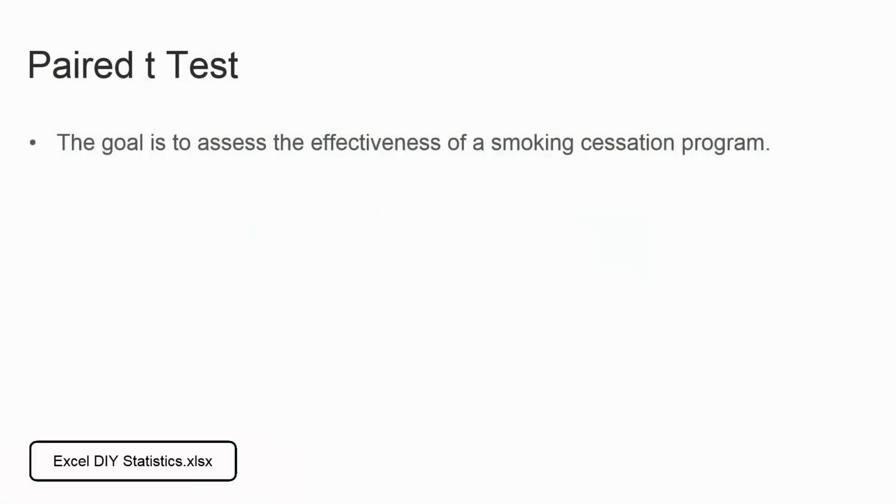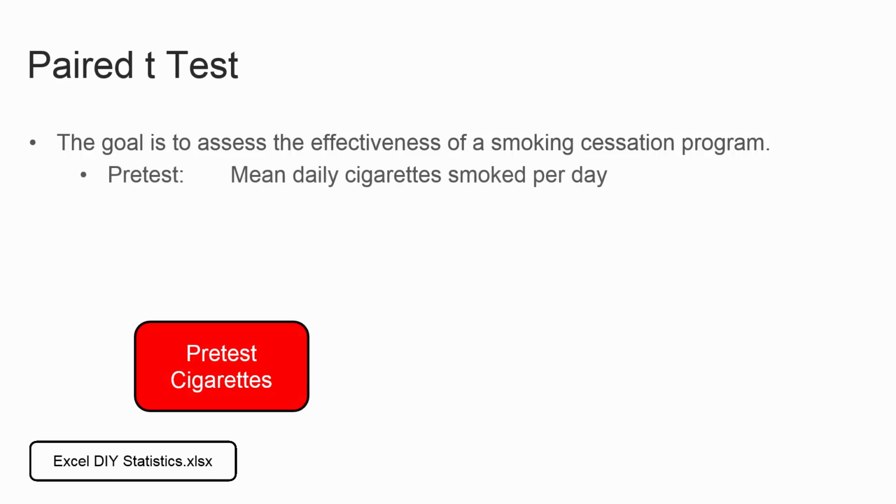For this example, suppose we wanted to assess the effectiveness of a smoking cessation program using a single group of participants. In the week prior to joining the program, participants are asked to record the number of cigarettes they smoke each day. The researcher will record their mean daily cigarette consumption for each participant as their pretest score.